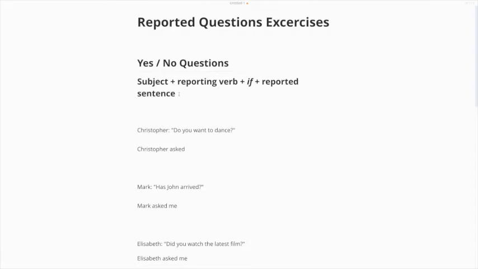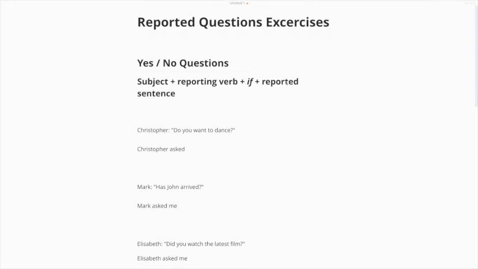It says we're gonna need a subject. Remember, the subject is who talked, who said the original sentence. Then the reporting verb. Remember, it's usually gonna be asked. And then if, remember, yes or no questions are always going to use the if. And then the reported sentence. Remember, the reported sentences go in the affirmative word order.